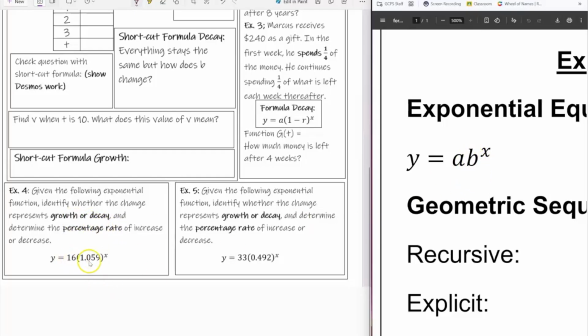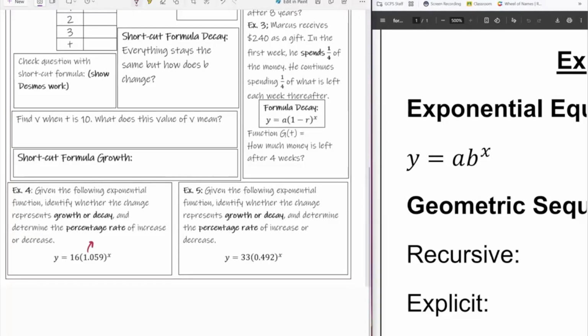All right, so is this growth or decay? So I have 1.059. Well, we know that b is what determines whether it's growth or decay. And if b is greater than 1, then it is growth. Okay, b is less than 1, then it is decay. So this is a growth.